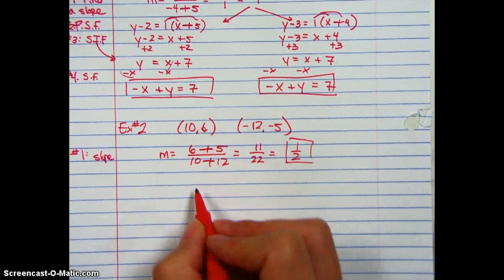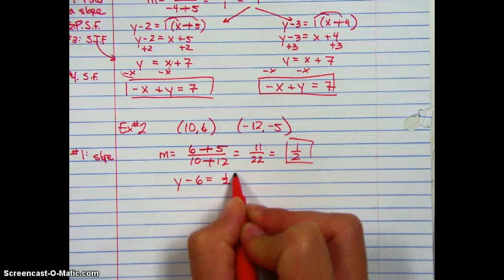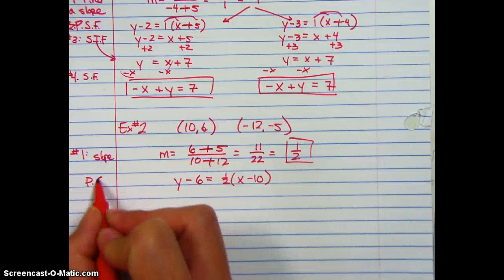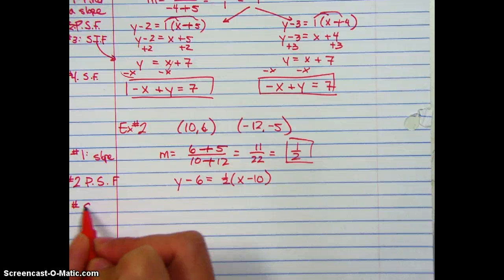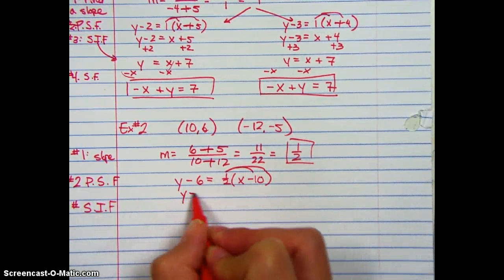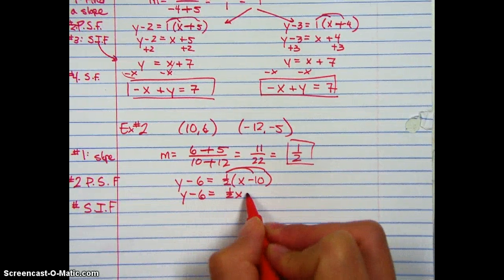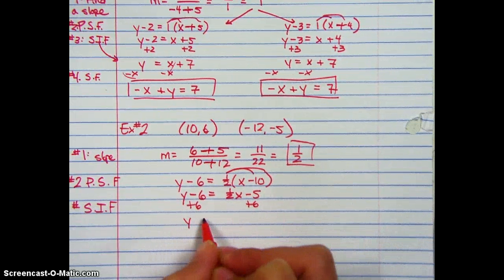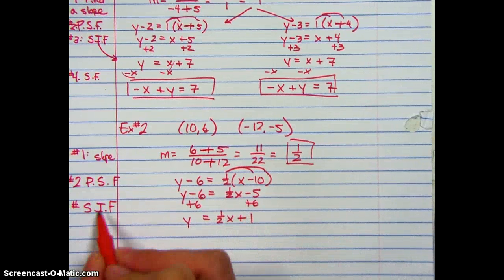I'm going to use either one of these points. Let's just say I use this top one. y minus 6 equals 1/2 times the quantity x minus 10. So that is in point slope form. Next, I'm going to get it to slope intercept form by just distributing. I get y minus 6 equals 1/2 times x, and then 1/2 of negative 10 is negative 5. I then would add 6 to both sides of the equation. I get y equals 1/2 x plus 1. So there's slope intercept form.